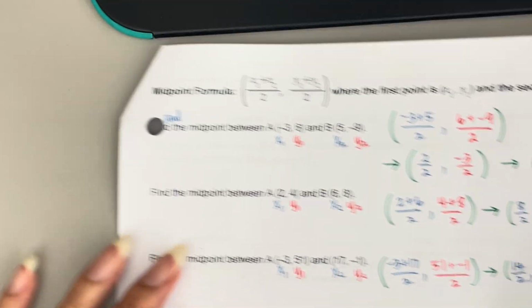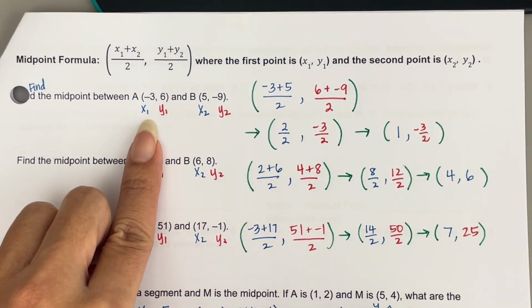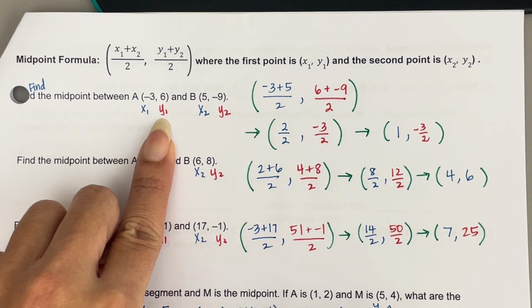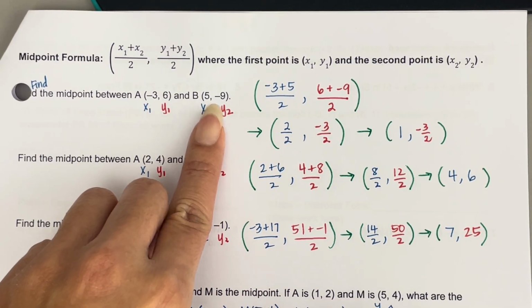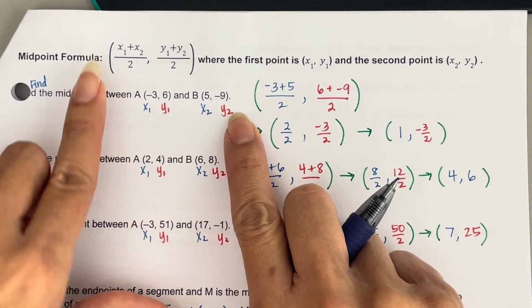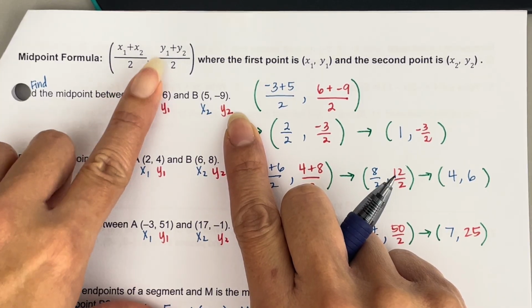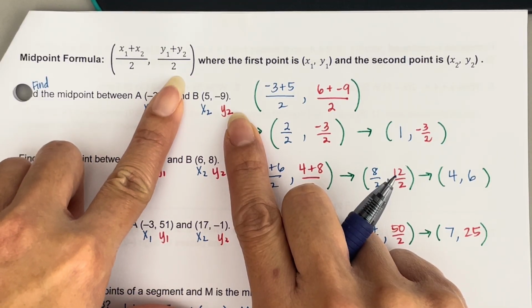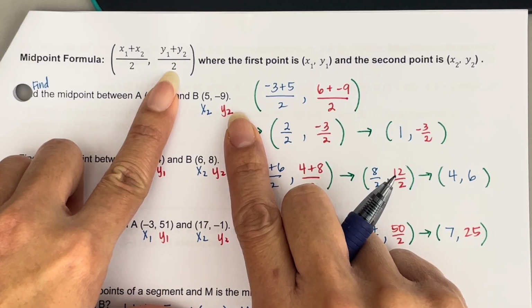Now here are some problems to work on. So first of all, you want to name your points x1, y1 as the ordered pair for A, and then x2, y2 as the ordered pair for B. Then you're going to follow the formula, x1 plus x2 divided by 2, comma, y1 plus y2 divided by 2. What you're doing is basically getting the average of the x's and then the average of the y's.